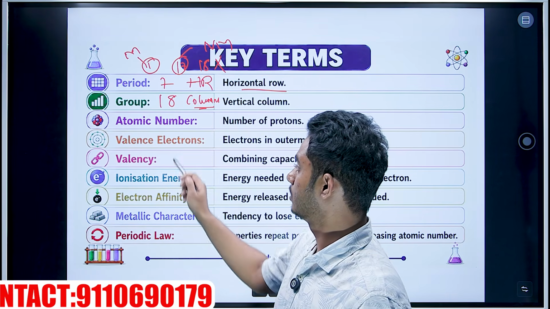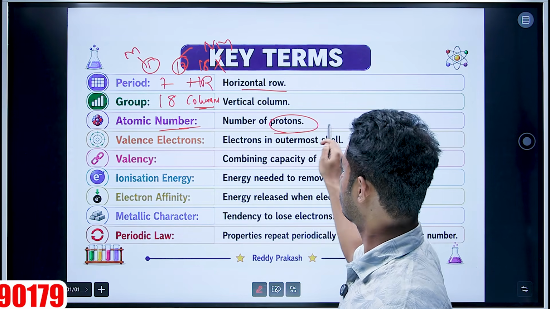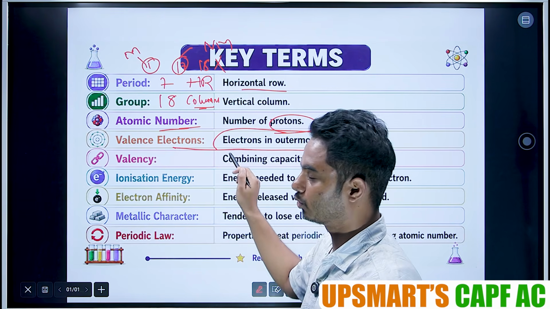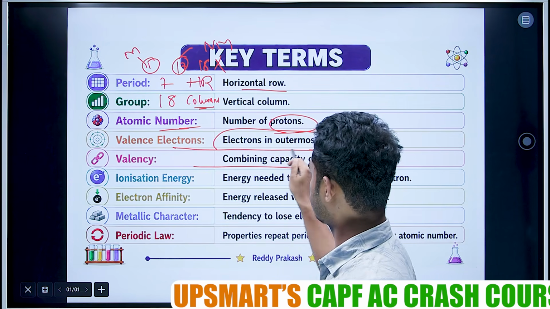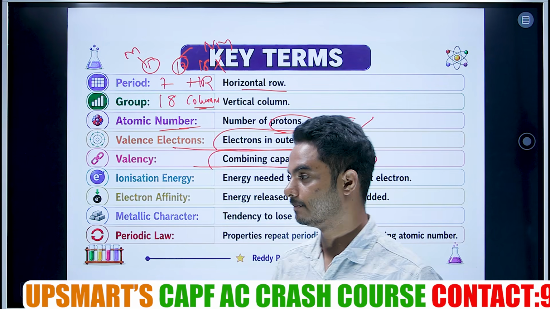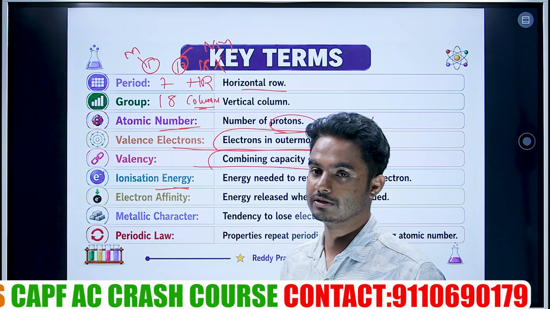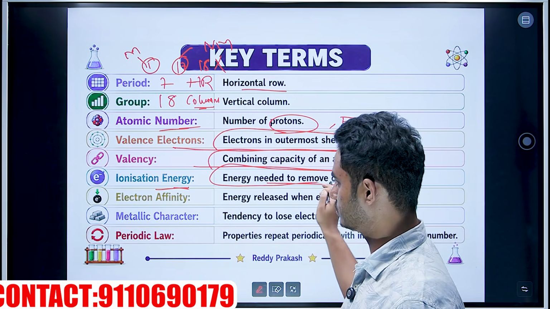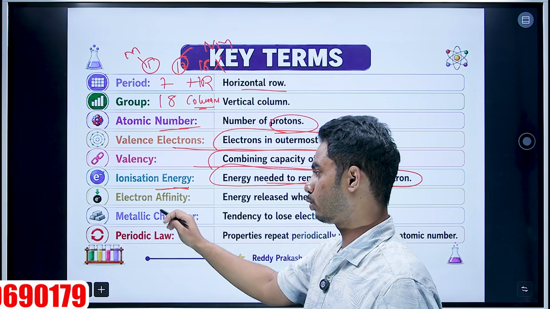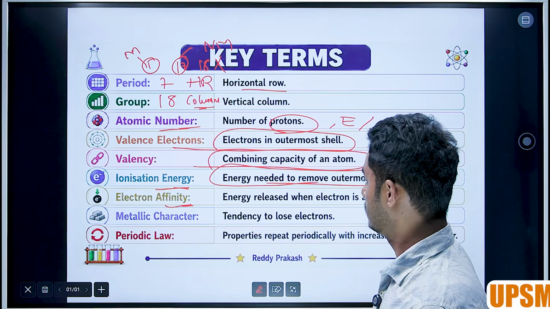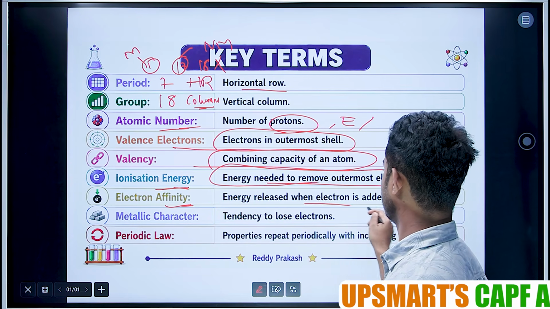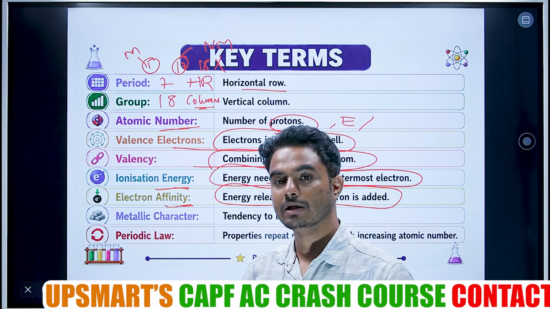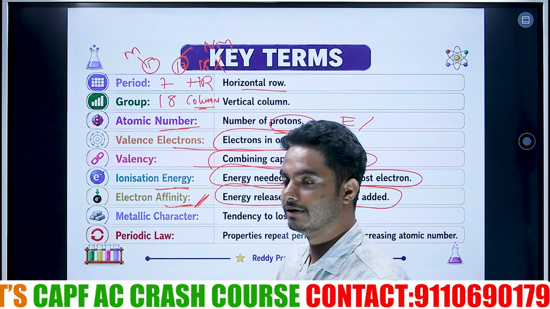Easy. Next, number of protons or electrons is called the atomic number. Valence electron means number of electrons in the outermost shell. What is valency? Combining capacity of an atom. I told you how to calculate valency. Next is ionization energy. What is ionization energy? The amount of energy required to remove the outermost electron is called ionization energy. We discussed that. Next is electron affinity. What is electron affinity? Energy released when the electron is added. When an electron is added, an amount of energy will be released. That energy is called electron affinity.